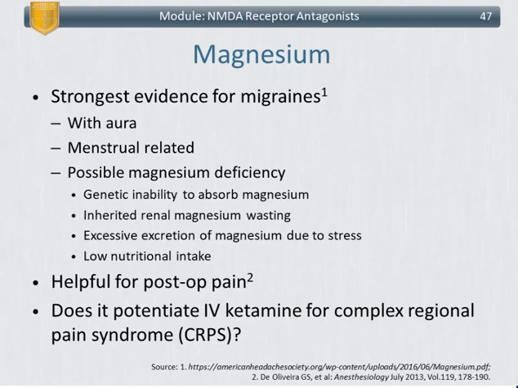The strongest evidence for magnesium is for migraine with aura, or for migraines that are menstrually related, or for migraines that may be associated with magnesium deficiency. There is a thought in the neurology world that there is a group of patients like this that may have genetic inability to absorb magnesium, or may have magnesium wasting, or increased magnesium excretion, or just poor intake.